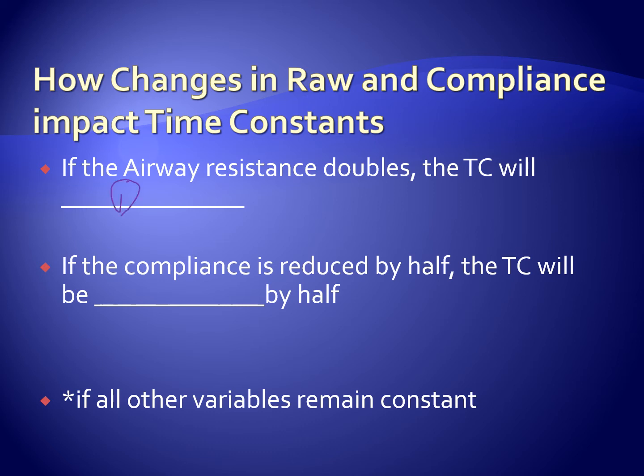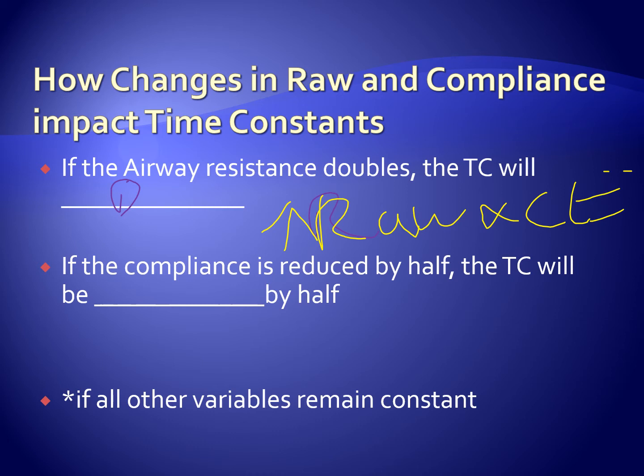Double. All right, so remember it's raw. Here, let's go to yellow. Raw times compliance, right? So if we increase one of these factors, which is raw, then of course your end result will also be increased.